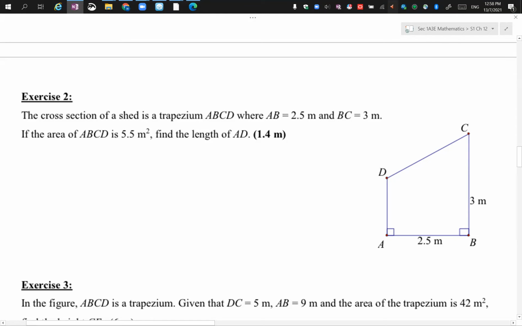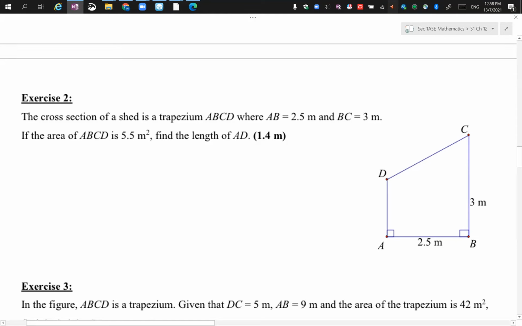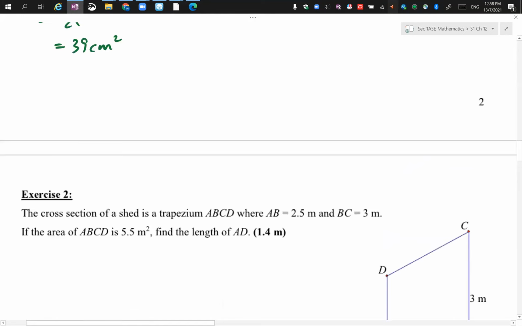Okay, so the rest of you try question B and C by yourself now. The answers are given to you. Do it quickly.